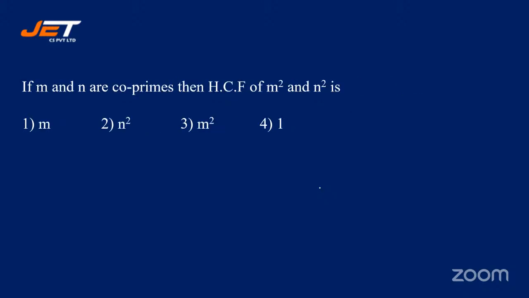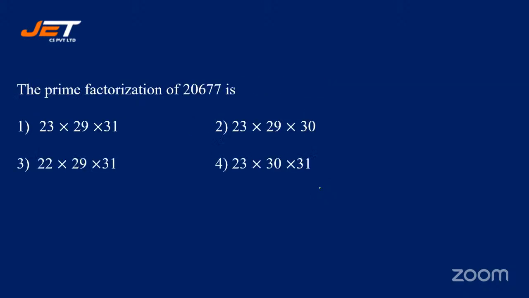See the next question. If m and n are co-primes, then the HCF of m square and n square is dash. So it should be option 4, which is 1. Yes.